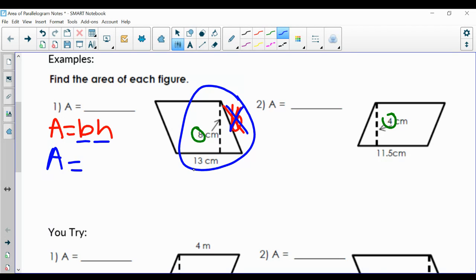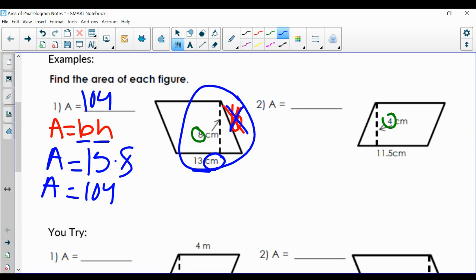Well, I know my base is 13 times my height of 8. And if I work that out on my handy-dandy calculator, because Miss Bishop is not doing that in her head, 13 times 8 gives me an answer of 104. So 104 is my answer. But remember, we put it up here. 104 what? 104 centimeters. Who remembers that teeny tiny number that goes up in the top? Squared. 104 centimeters squared. Very good.